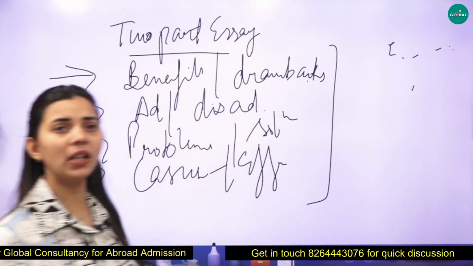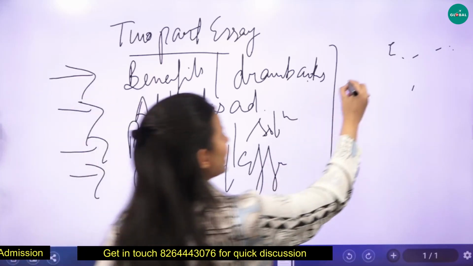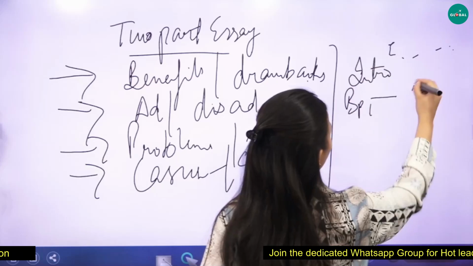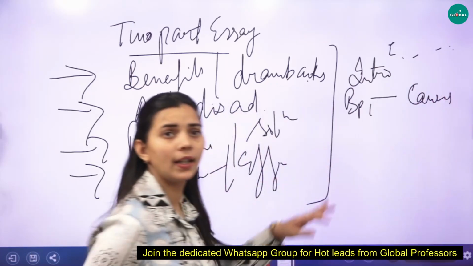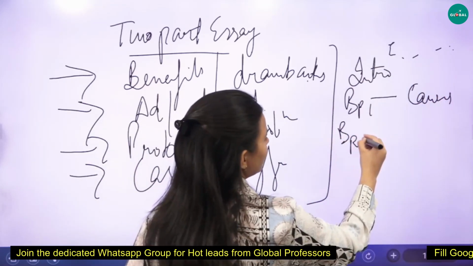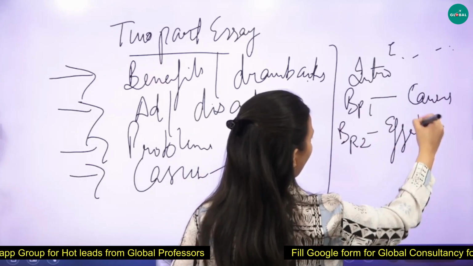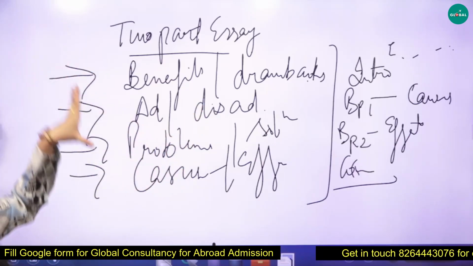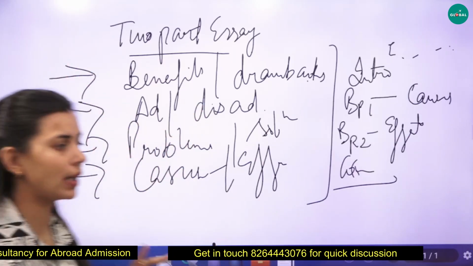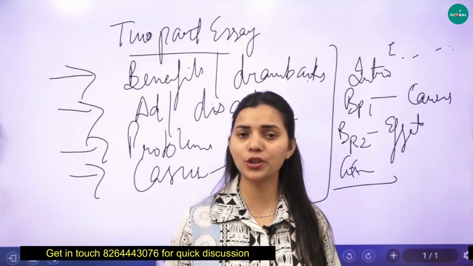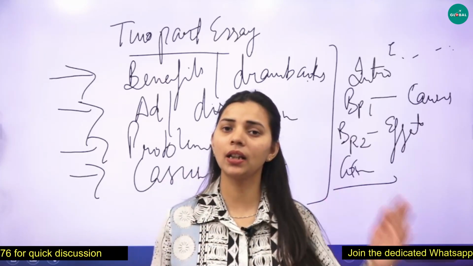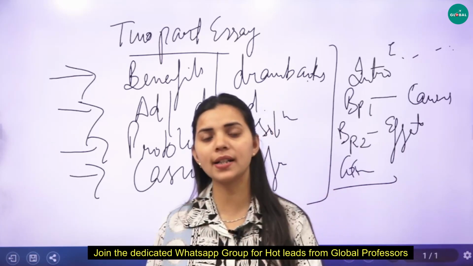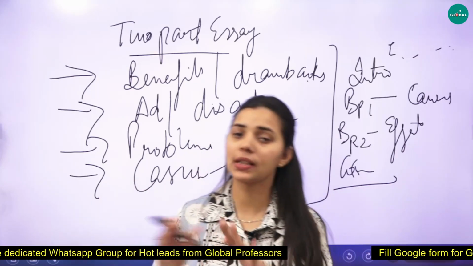Now how do we address it? Introduction, then in body para 1 we address the causes, in body para 2 we address the effects, and then the conclusion. This is basically the ideal structure, and this is how we address these 2 parts, because there are 2 parts in a single question. So it means we have to address both in an essay: 2 ideas related to the problems, and 2 ideas related to the solutions, something like that.